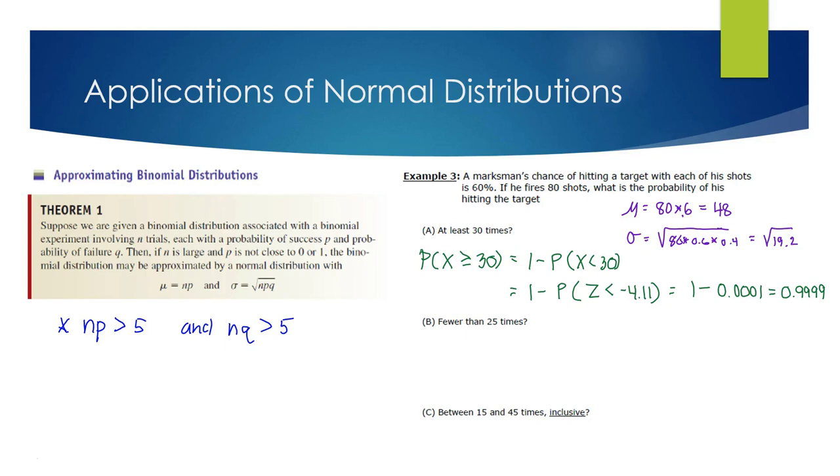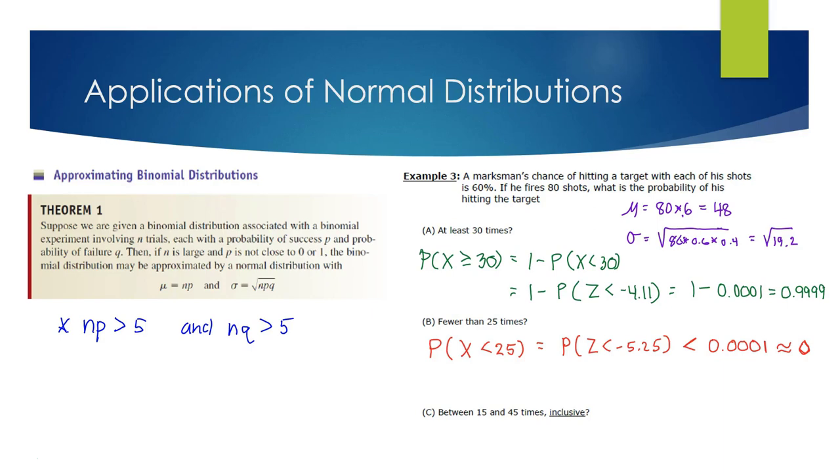Fewer than 25 times, again, I'm going to do the probability that x is less than 25, which is the probability that z is less than negative 5.25. And again, the table doesn't go down that low. So I know it's going to be less than 0.0001. That's about nothing. So there's basically no chance that this marksman is going to hit fewer than 25 times on average.